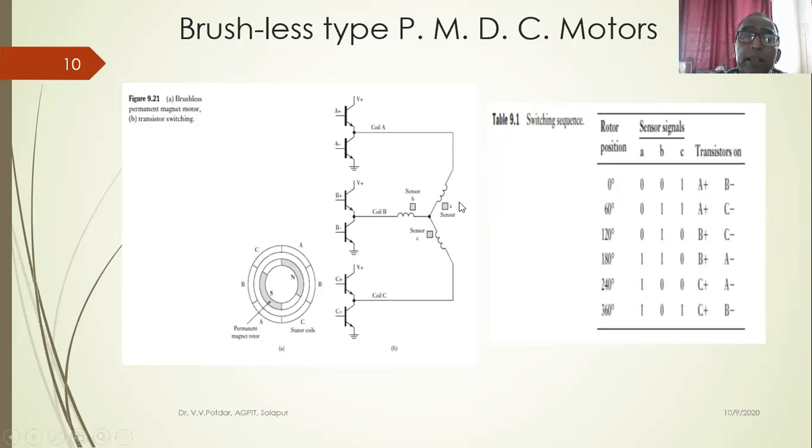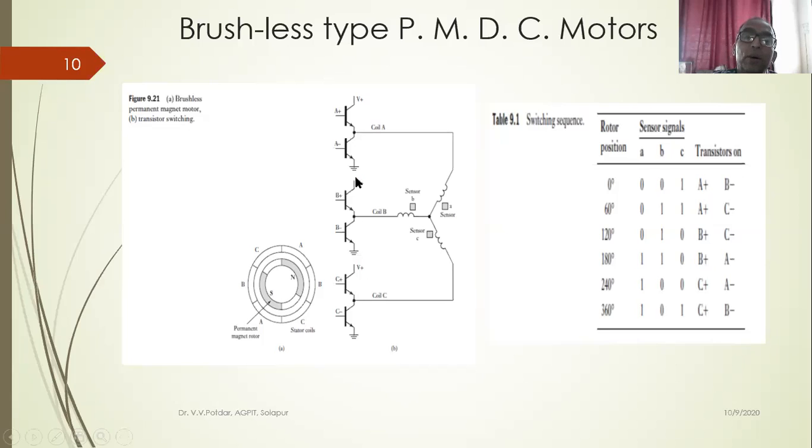So I have got Hall effect sensors, sensor A, sensor B, and sensor C around the stator. They help me decide the location of the rotor, at what angular position it is, and accordingly it needs to energize the stator coils in sequence. So how is that energization done? The transistors are used as switching circuits.